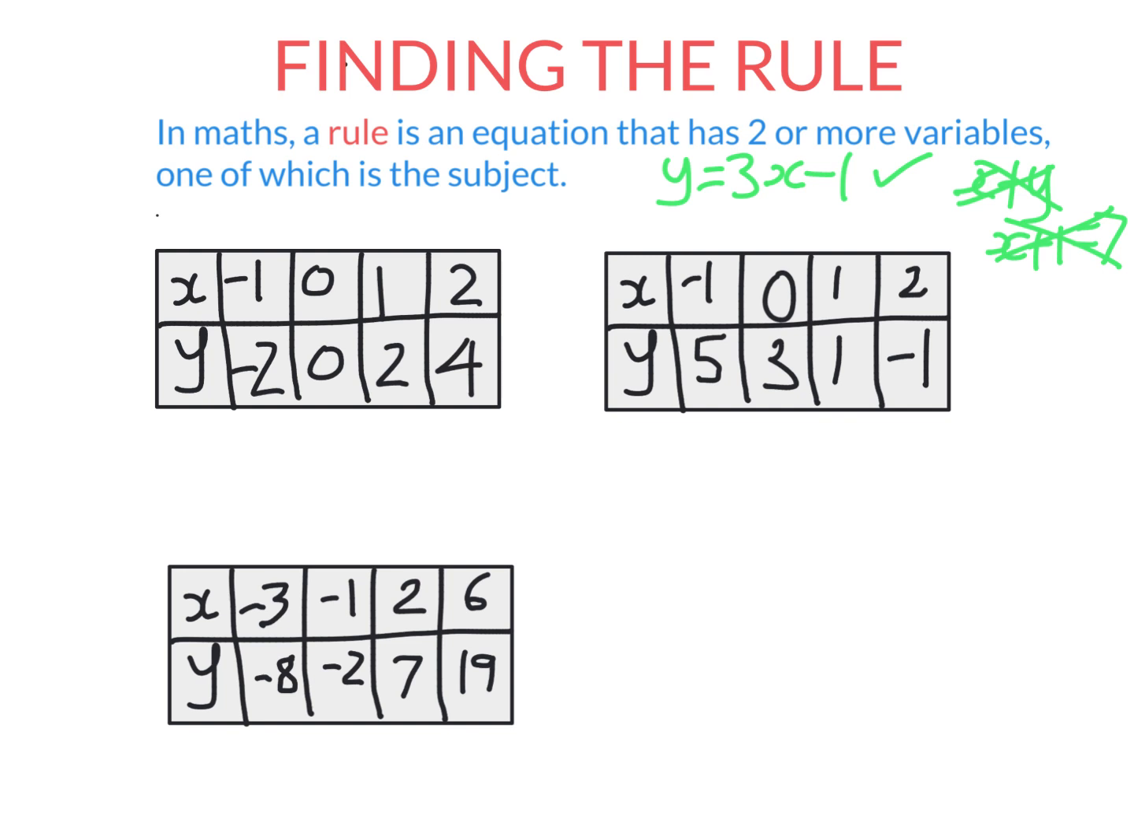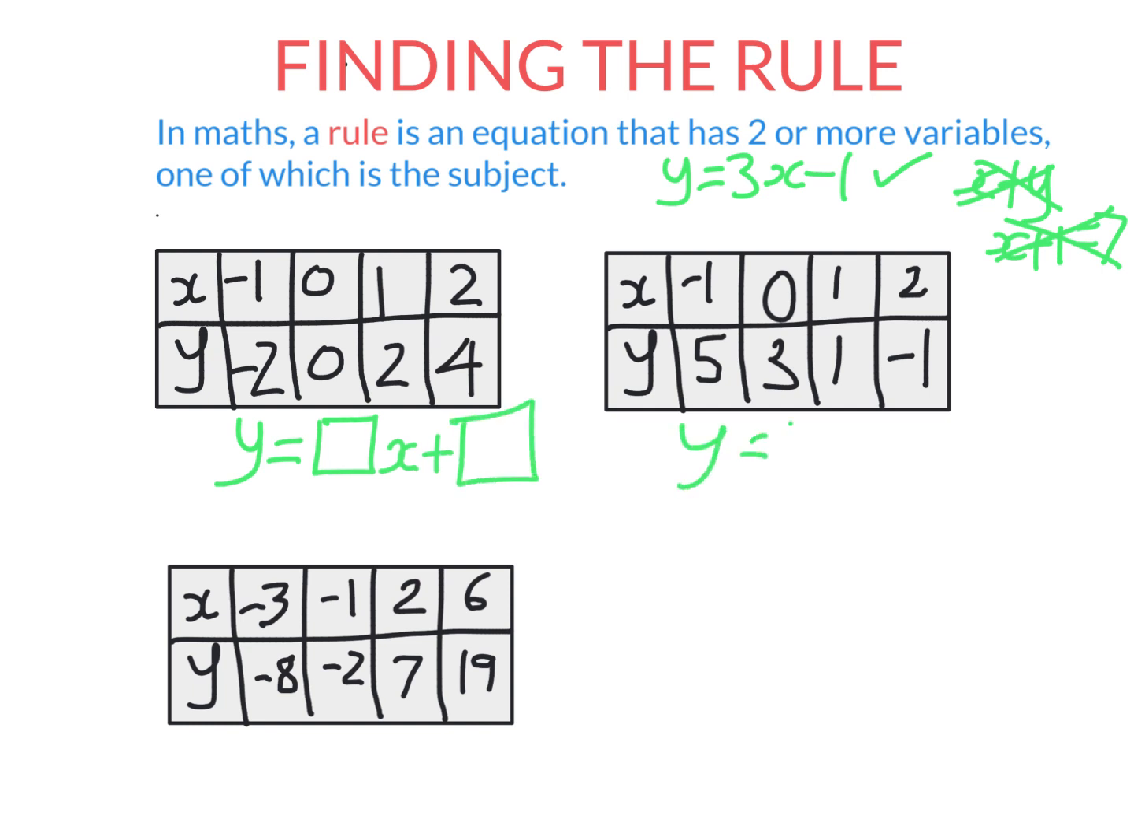All right, how does that help us here? Well, we need to find the rule for each of these. Now we know what we're finding. We are finding an equation that has two variables, one of which is the subject of the equation. So when we're asked to find the rule, our equation is always going to look something like this. y equals something times x plus something.